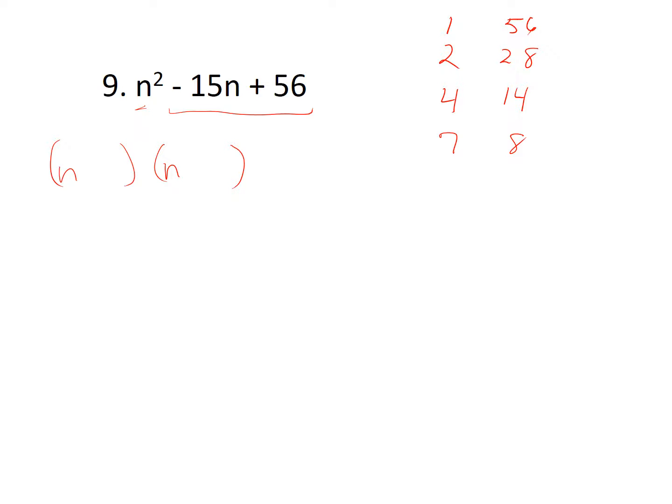All right, so one of these pairs of factors is going to be the one that we need to use here. So let's look at them. What I need to have is when I multiply these two factors, I want to get this number right here, the 56. And when I add or subtract those two factors, I want to get the minus 15. So that's what I'm looking for.